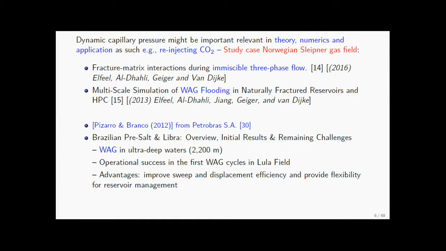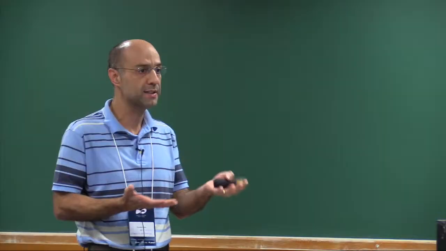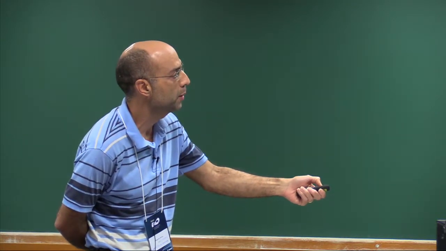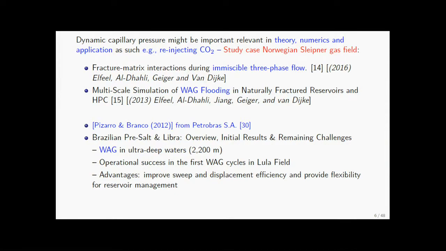taken from other works. And in these works here, we have the possibility of modeling the dynamic capillary effects, at least in my opinion, since we have precisely this kind of behavior of the balance between the gravity, the convection, and the diffusive effects in the porous medium. And then these two works here that I took for motivation from the Norwegian Sleipner gas field, they used immiscible three-phase WAG flooding. So a three-phase system.